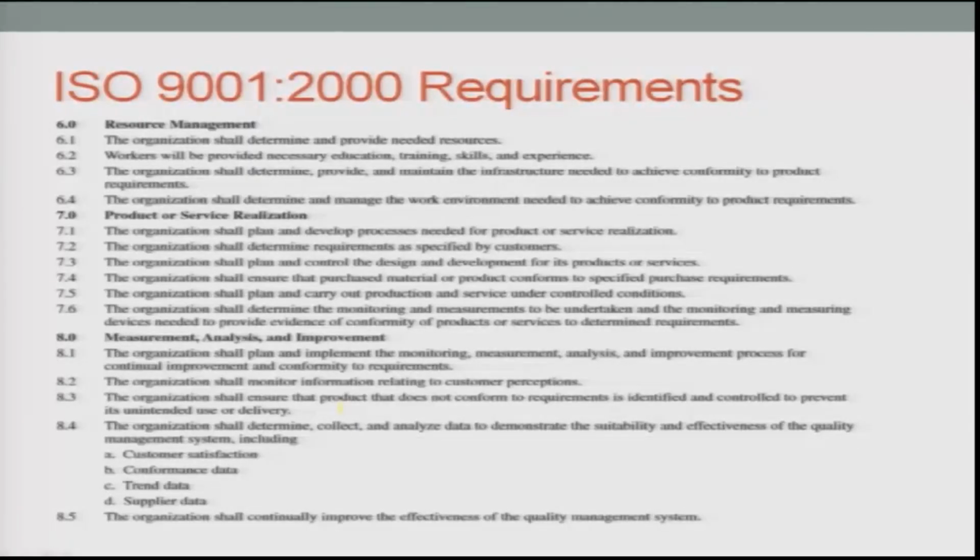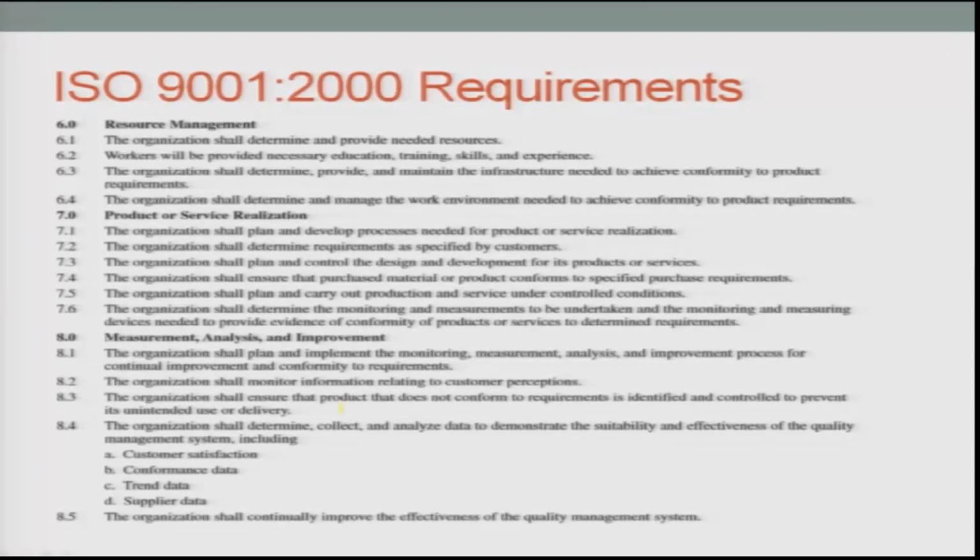To further consider the points mentioned in ISO 9001, you have the resources of management. The organization shall determine and provide the resources needed for quality implementation. The workers will be provided necessary education, training, skills and experience to maintain the level of quality. The organization shall determine, provide and maintain the infrastructure needed to achieve conformity to product requirements. The organization shall determine and manage the work environment needed to achieve conformity.